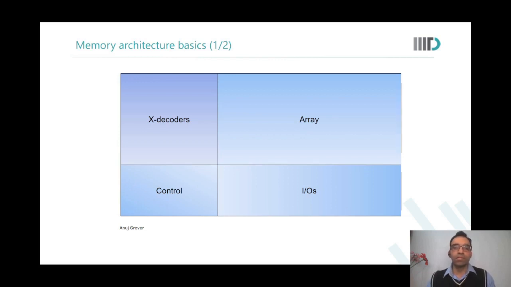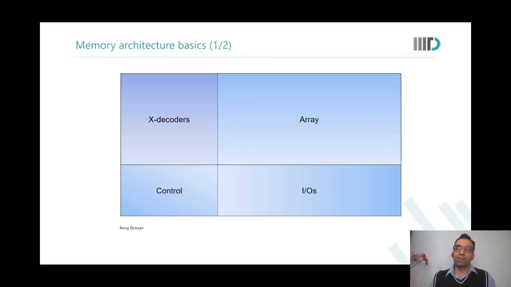So if we look at this basic architecture, where we have a control, decoders, array, and IOs, this control region is the brain of the memory. This would have circuits which would tell whether it is a read operation. If it is a read operation, it will say activate this set of signals. If it is a write operation, it will say activate the other set of signals. If it is a dummy operation, it would say save power, and all that. So this control region is the brain of the memory. It controls the state machine.